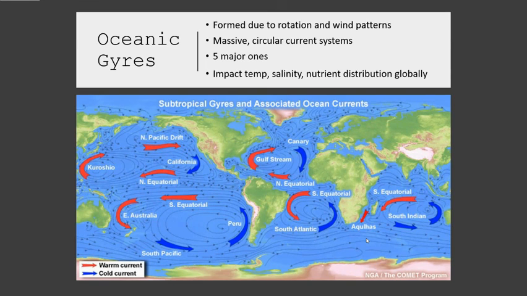And some of the effects of these gyres: they can affect water temperature as cold water circulates south and becomes warmer. It can affect salinity of the water because the water temperature determines how much salt it can hold, and then also distribution of nutrients is affected by the circulation of these waters.